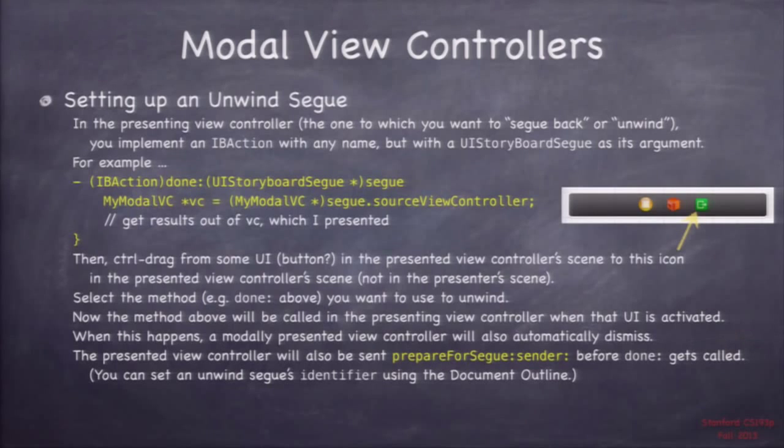Okay, so creating that method is the most important thing to do, and just the very creation of that method will automatically make Xcode realize that you can unwind to that view controller. If a view controller has this kind of method, IB action, any name, takes a UI storyboard segue, that view controller can now be unwound to. Any view controller that that view controller presents can unwind back to it.